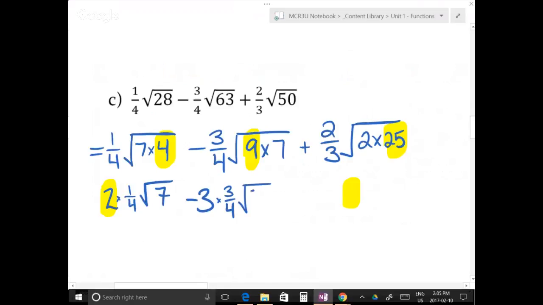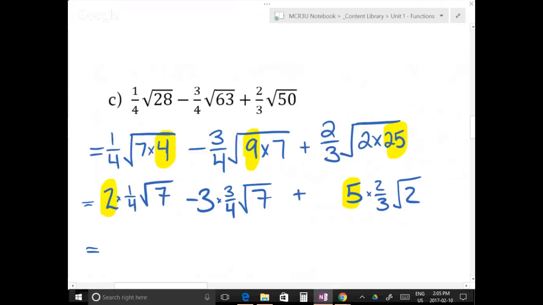Yep, root 7. I said bracket, but you knew what I meant. And this last one, what should I put there? Plus 5 times 2/3 times root 2. Okay. Oh, come on, that wasn't so bad, was it? Well, let's talk about it.